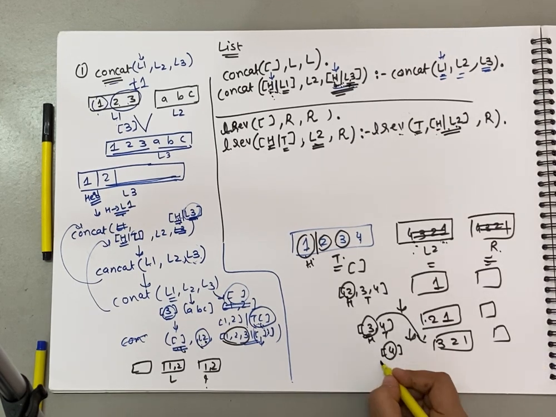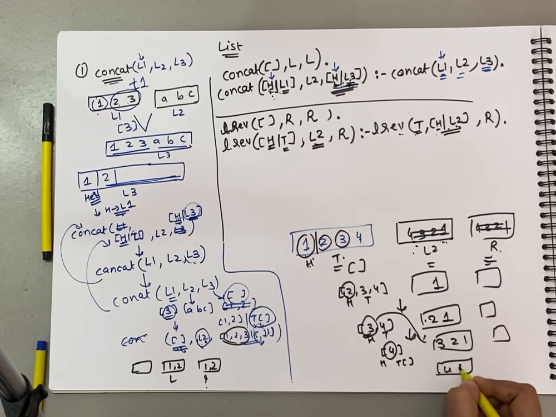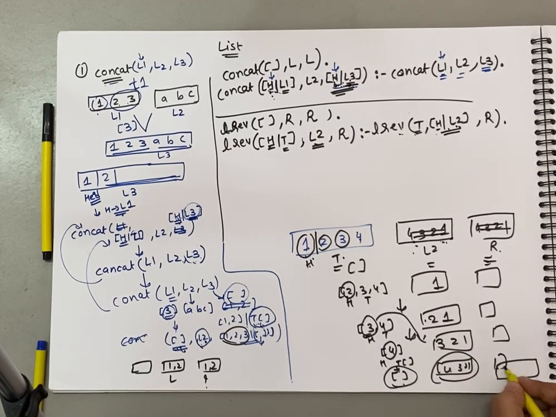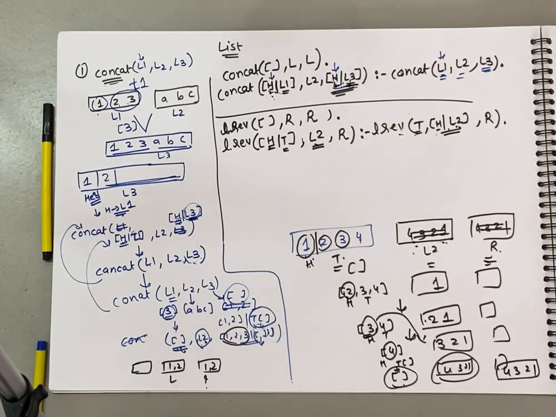Now once again, this is head and tail is empty. So what are you going to do over here? 4, 3, 2, 1, and this is an empty list as tail. Once this list is empty, this entire list will be copied into the resultant list 4, 3, 2, 1. Are you getting this? So what is the difference between this and this?